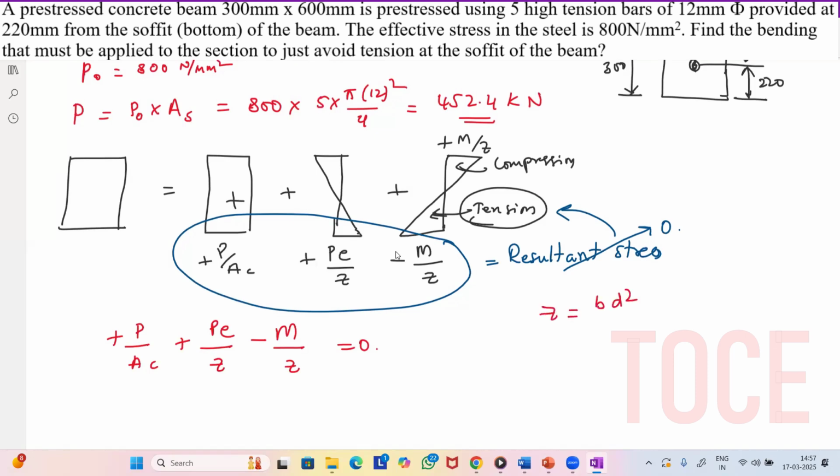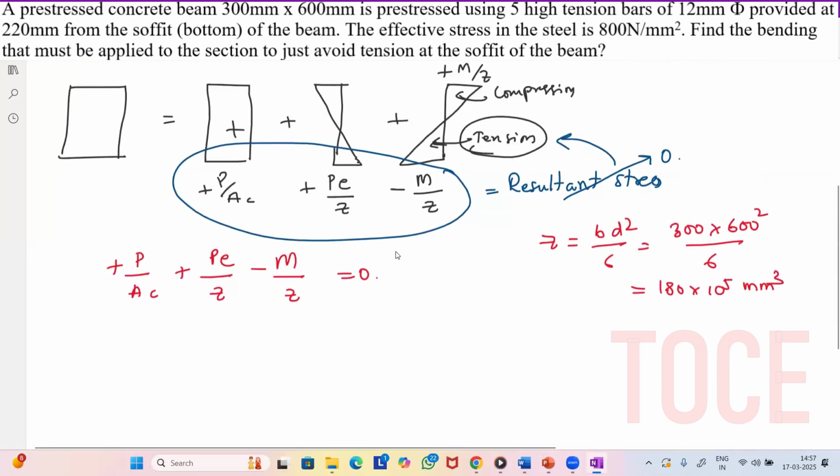Z is BD square by 6. B is 300, depth is 600, square by 6. So it will be 180 into 10 to the power of 5 mm³. Now let us substitute these values in this equation.